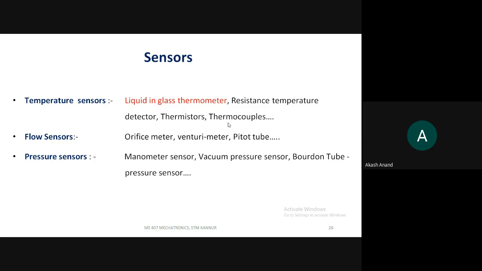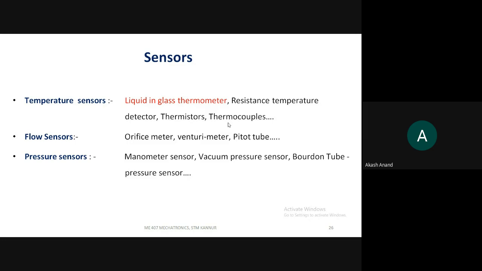So next is flow sensors. The name indicates that it is used to sense the flow. Flow of what? Usually we sense the flow of fluids. Fluids means it can be a liquid or gases. Fluid means not only liquid, it is a common name for both liquid and gases. So flow sensors are sensors which are used to measure the flow of fluid.